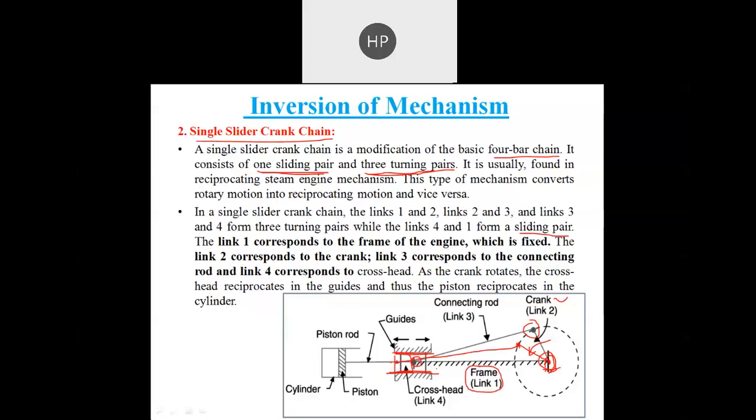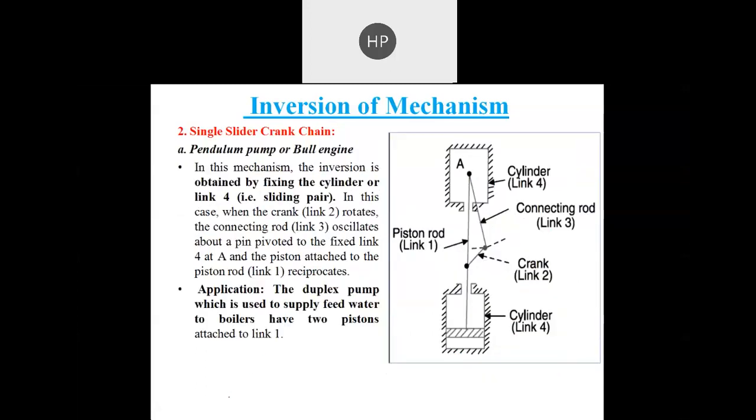So this is the inversion of a slider crank mechanism. This is the simple inversion. Now, from that one, what are the various inversions that we can get, that we will discuss. So first we get a pendulum pump or a bull engine. Again, here in this mechanism, the inversion is obtained by fixing the cylinder or link 4.